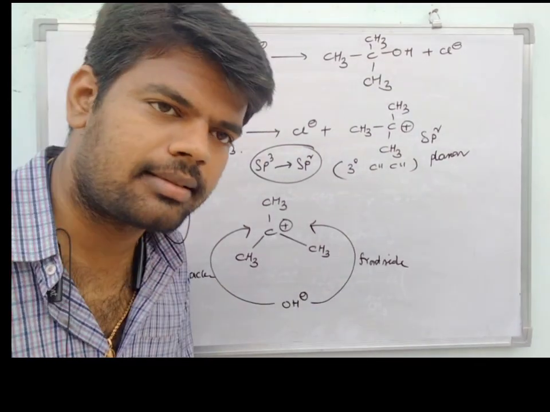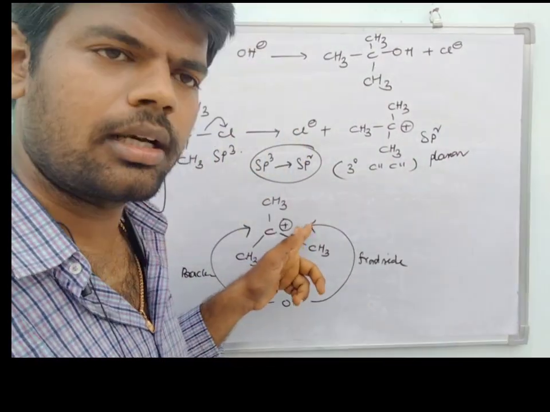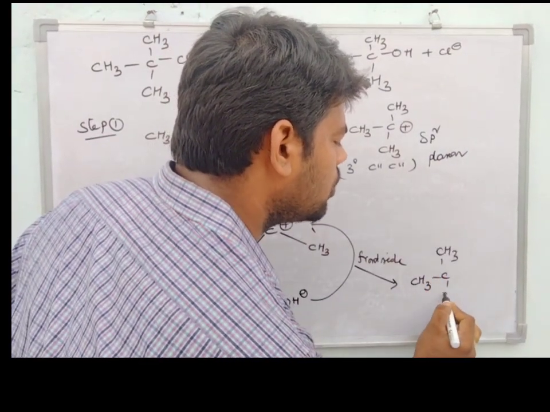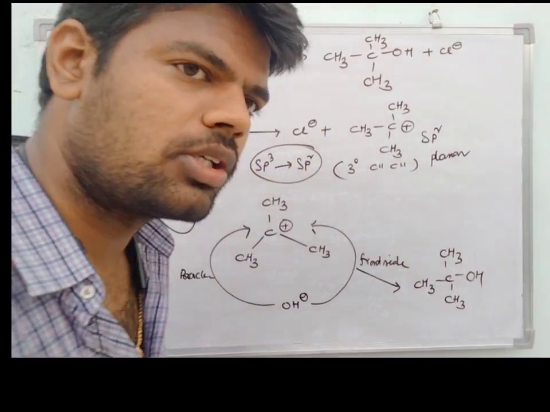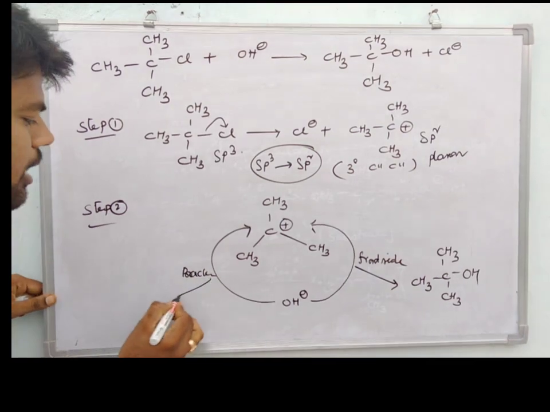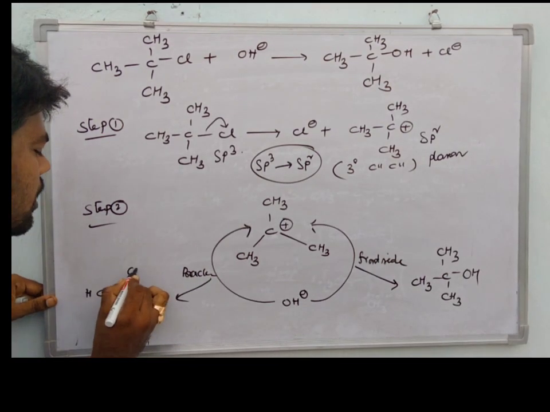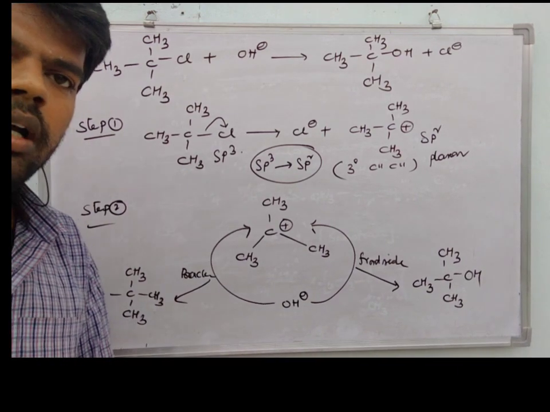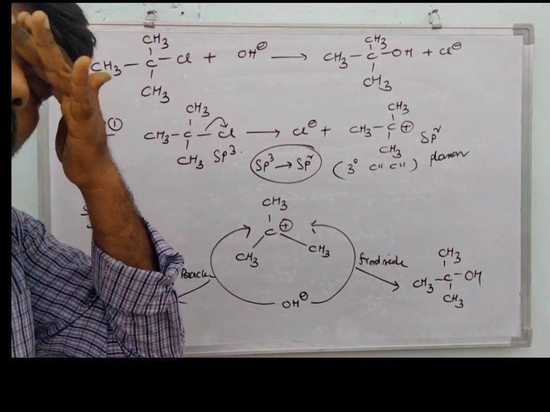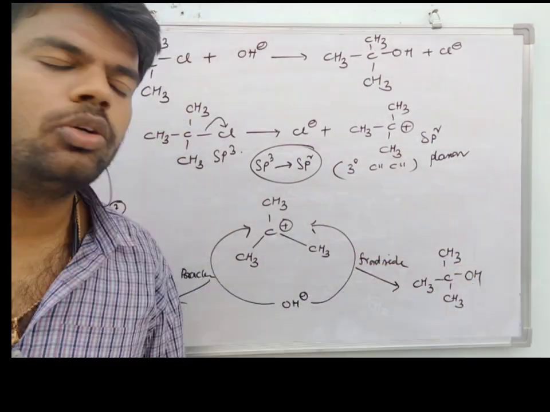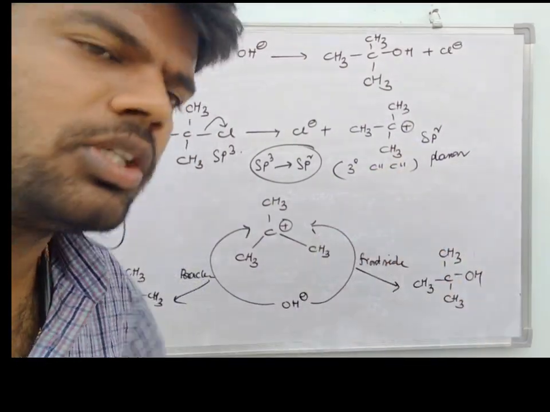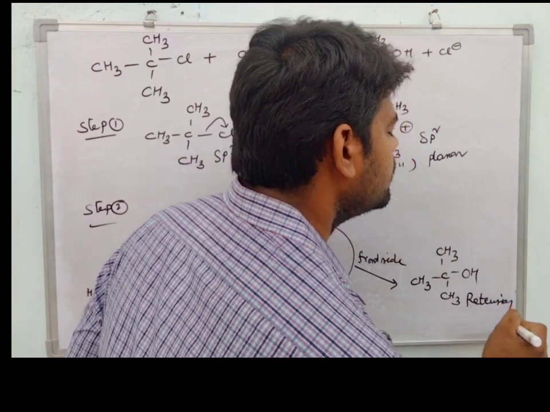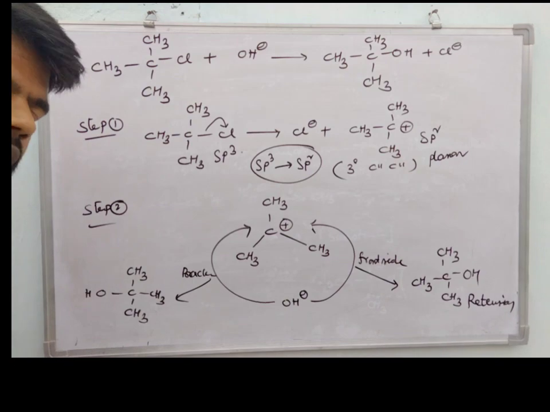If the front side attack takes place, what will happen? The OH group will be added towards this side. Therefore, I write the product like this: CH3, CH3, one CH3 group down, and OH. If the OH group attacks from the back side, what will be obtained? OH, C, CH3, one CH3 group down, and the CH3. Friends, observe that in the starting substrate, the chlorine is present on the right hand side. Therefore, the newly incoming nucleophile is also adding at the same position. Therefore, the configuration is said to be retention.